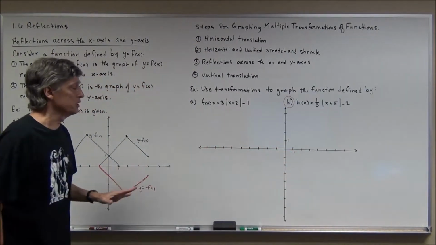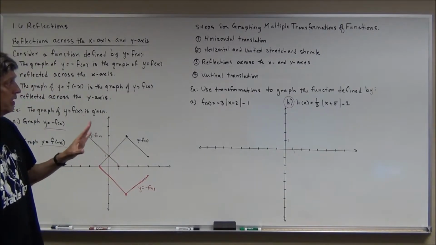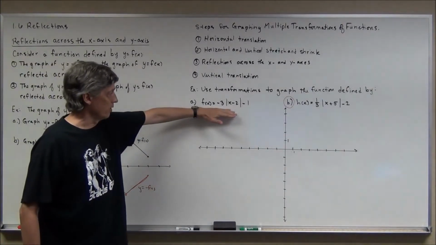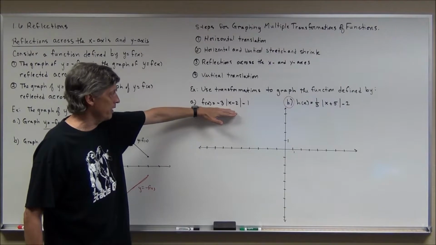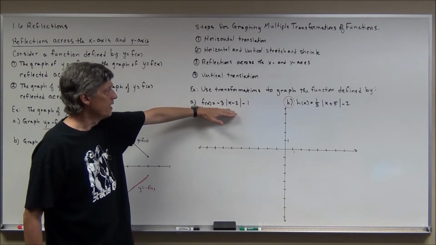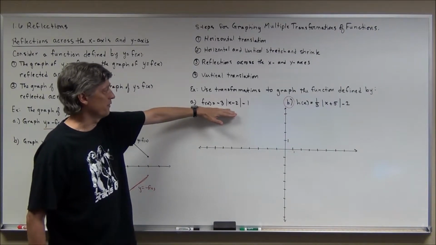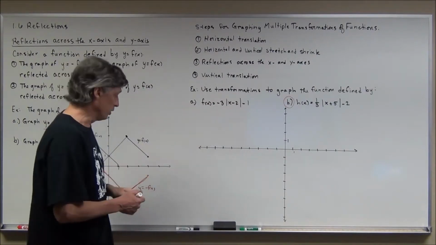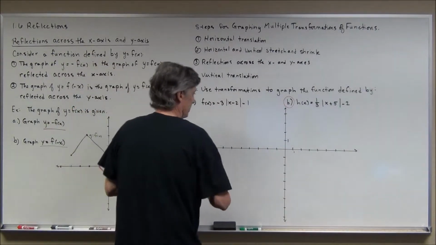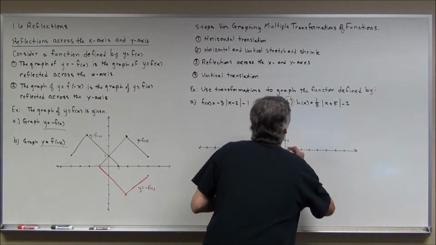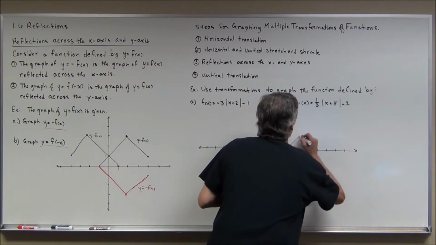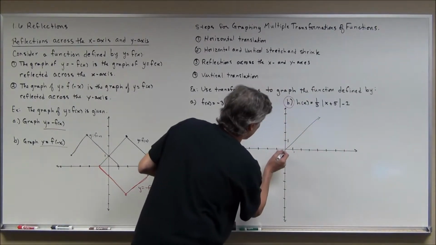What I'm going to show you is one stage at a time, starting with the parent function. For part A here, the parent function is the absolute value function, f of x equals the absolute value of x, which we know would look like this. I'm just going to roughly sketch that. It would look something like this.